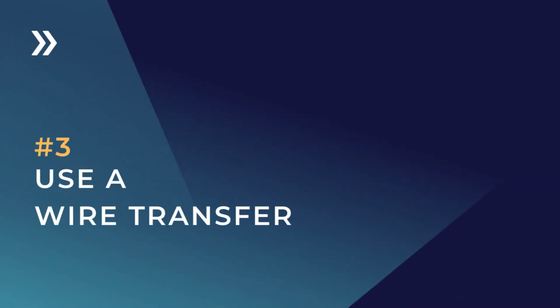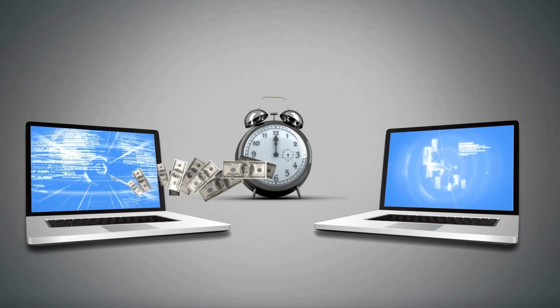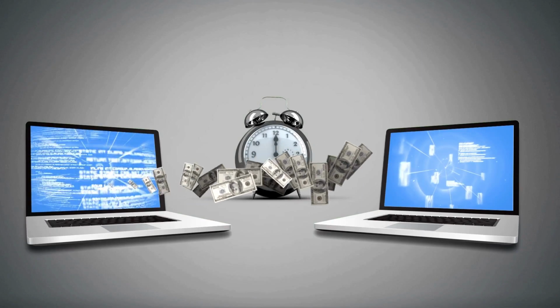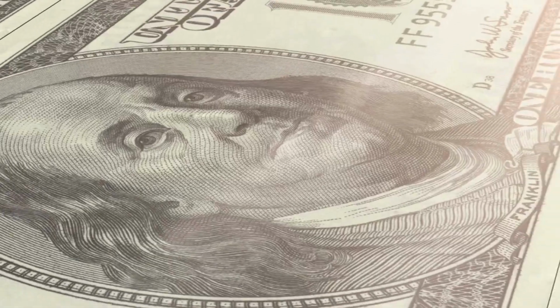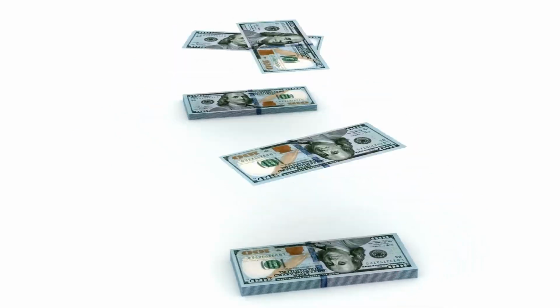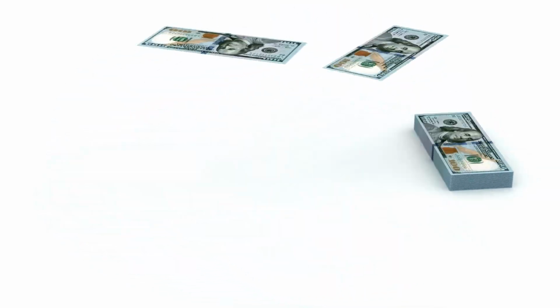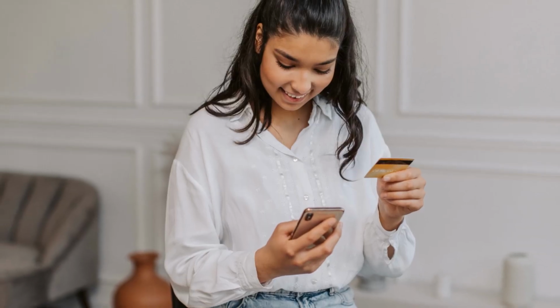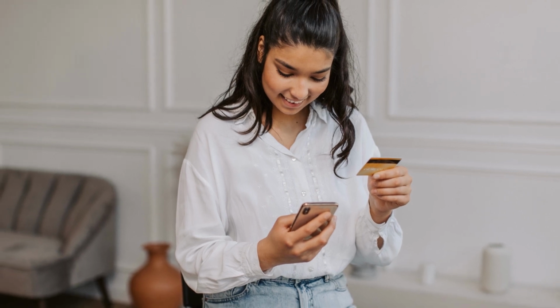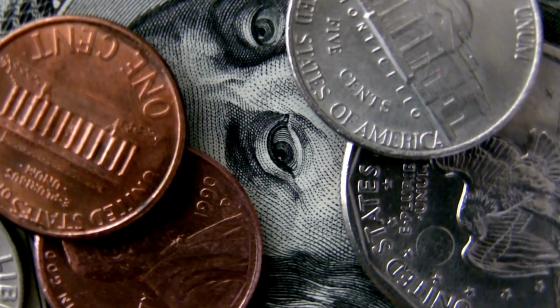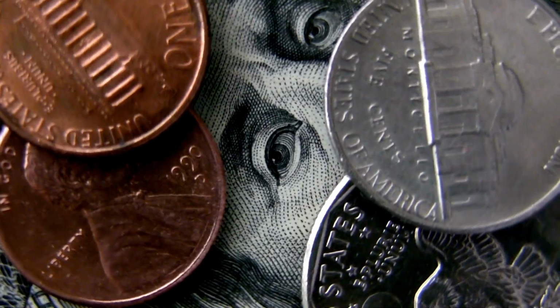If you need to transfer a large amount of money between banks, you may want to consider using a wire transfer. With a wire transfer, you can send money from one bank account to another. To do this, you'll need to provide the recipient's bank account information as well as your own. You'll also need to pay a fee to the sending bank. Wire transfers can be a quick and easy way to transfer money between banks. However, they can also be expensive, so you'll want to compare the fees charged by different banks before choosing this option.